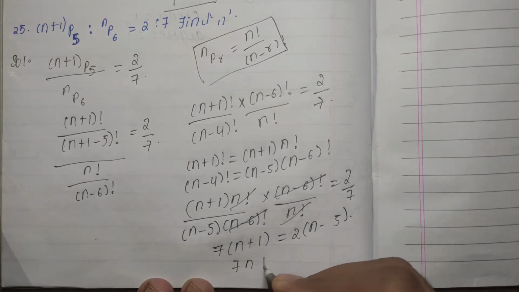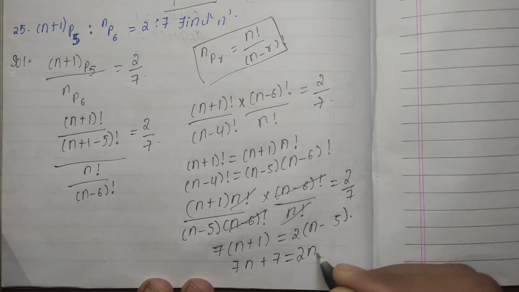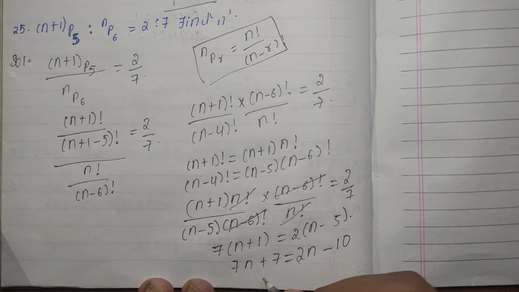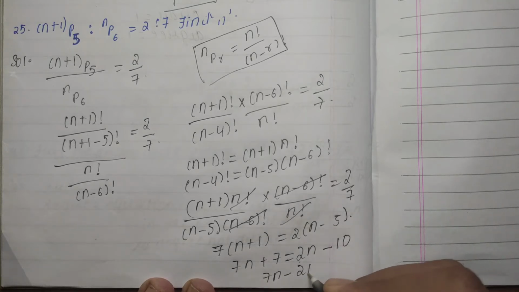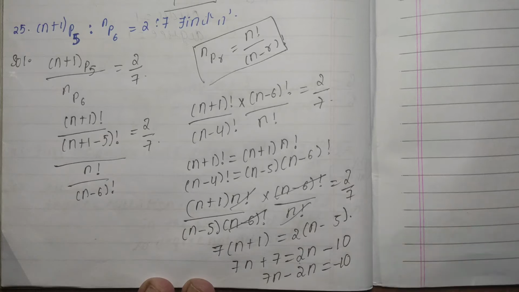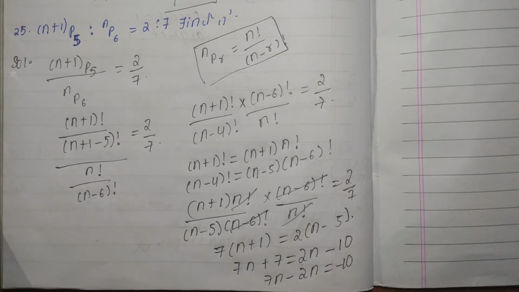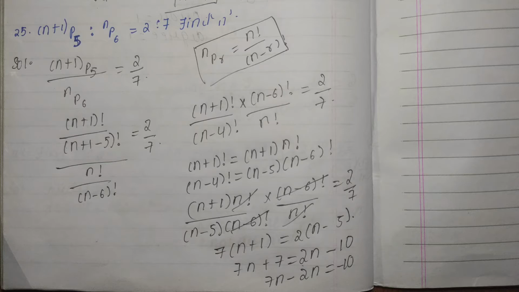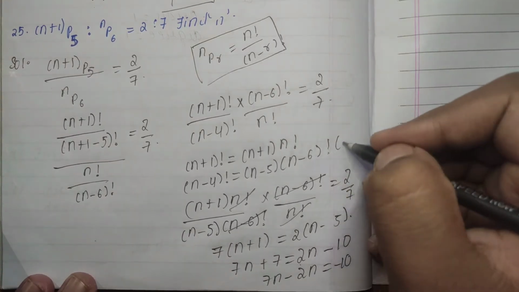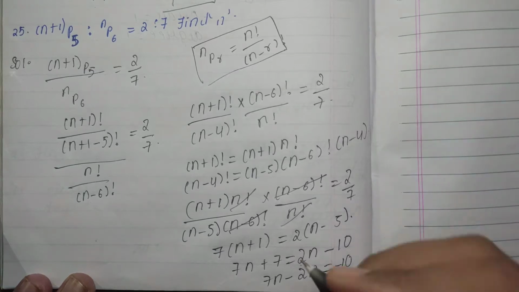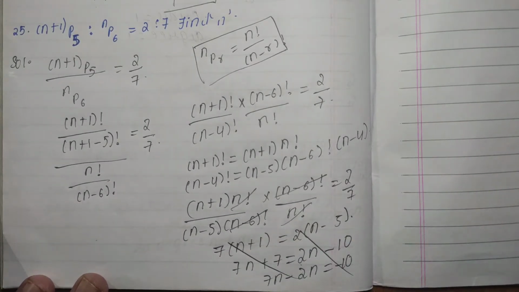Sorry, in this you will get (n minus 4) also. So I will be continuing this sum on the next page.